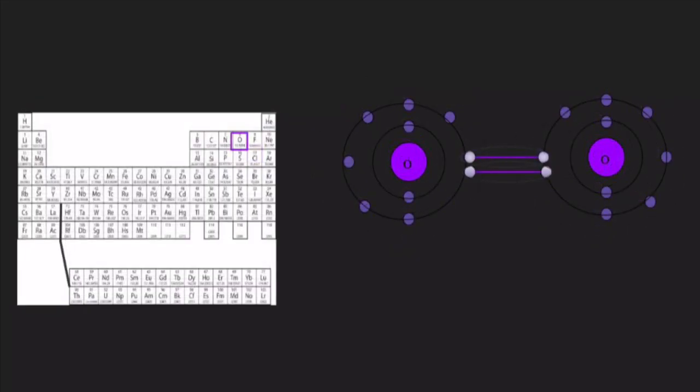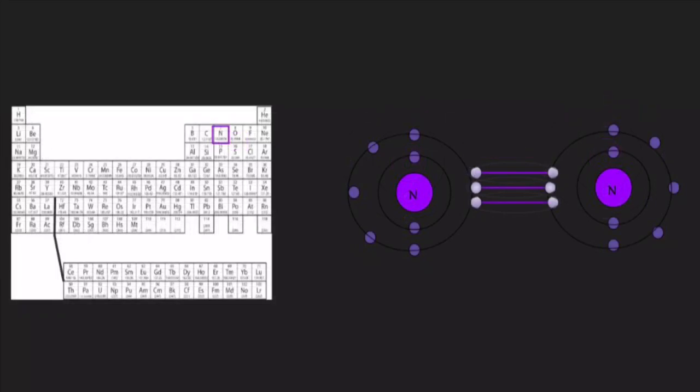Now, if 2 oxygen atoms share electrons, they would both need 2, because they have 6 of their 8 valence electrons in their outer ring. So in this situation, they would share 2 electrons, also known as creating a double bond. Seeing a connection? This also applies to nitrogen in the same way, except these atoms have 5 of the 8 that they require. So in this case, it is a triple bond because they are sharing 3 valence electrons.